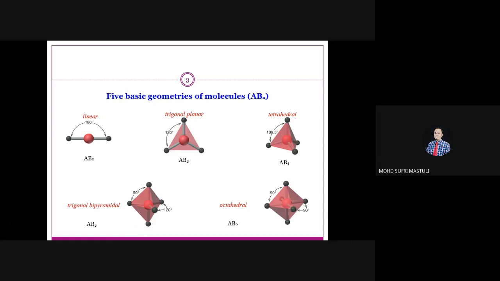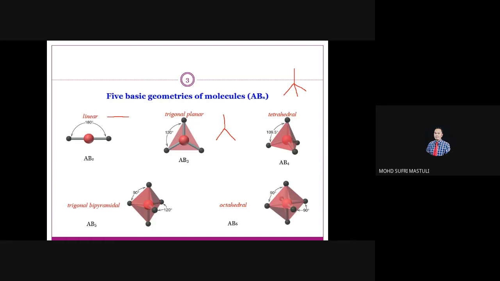For example, linear. This is linear. Trigonal planar. You should be able to draw the trigonal planar. Trigonal and then planar. How to draw the tetrahedral, like this, 109.5 degrees, like that. It's like the chicken feet.